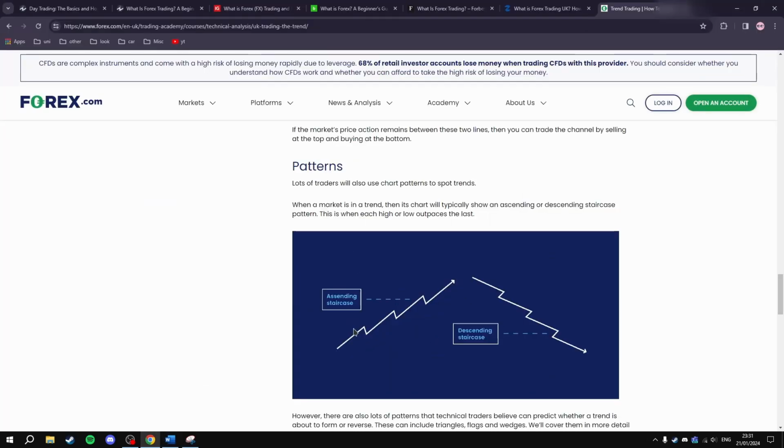So when that high is higher than that one, that high is higher than that one, and when that low is lower than that one, when that low is lower than that one.